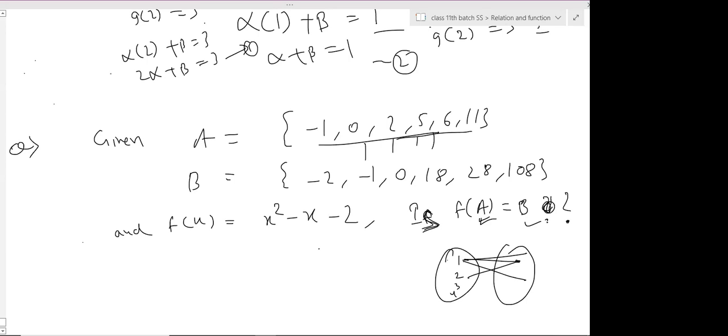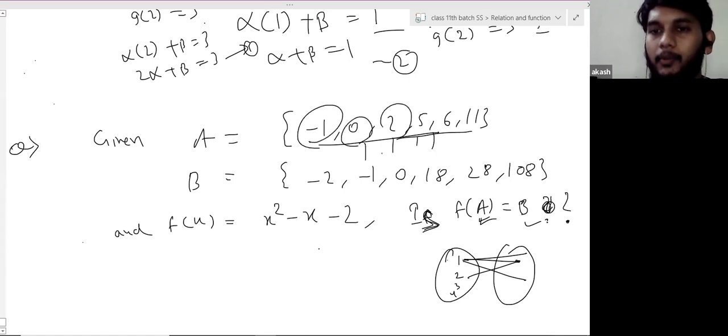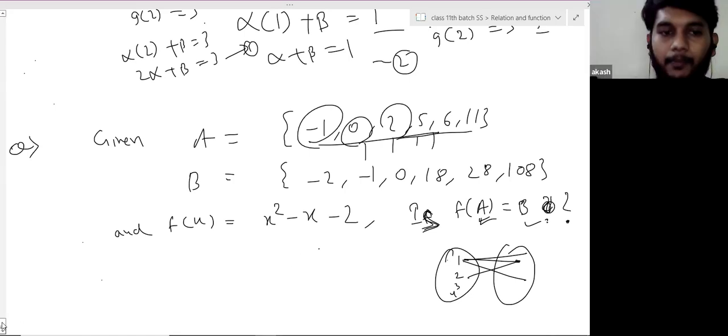Yes, sir. So I hope this is clear. I don't have to solve this, right? You just have to check f of -1, f of 0, f of 2. And Fahad, is this clear? Yes, sir. All right. Let's solve another question.